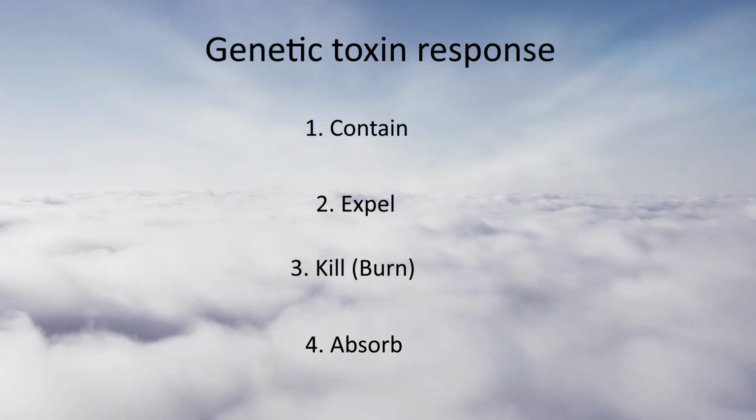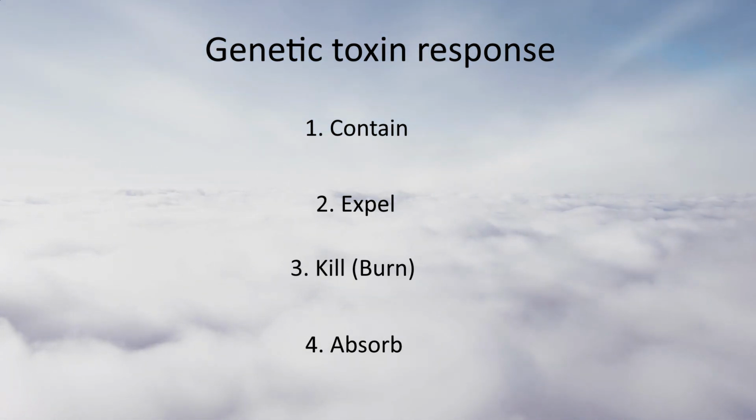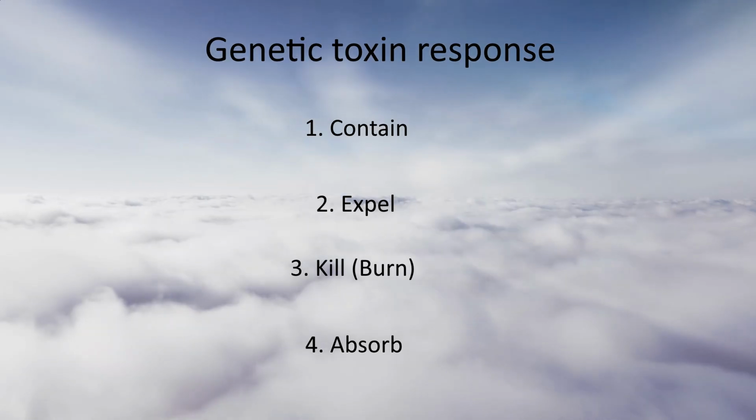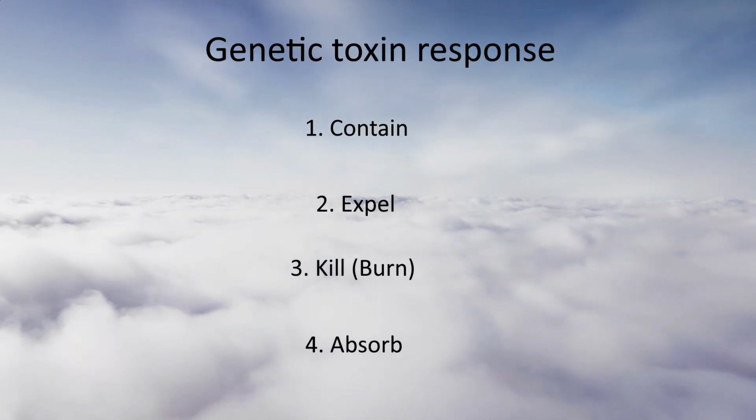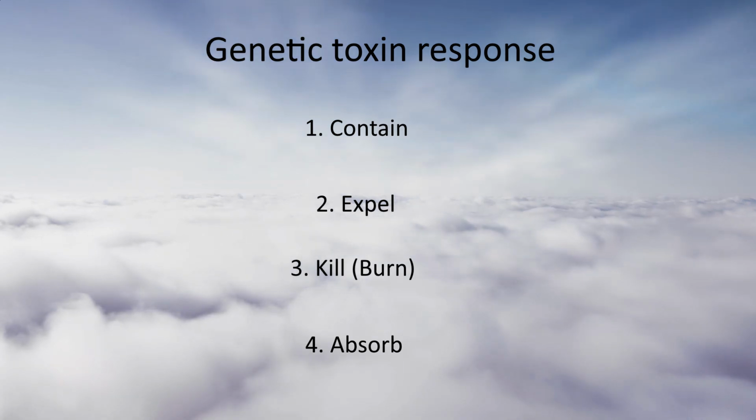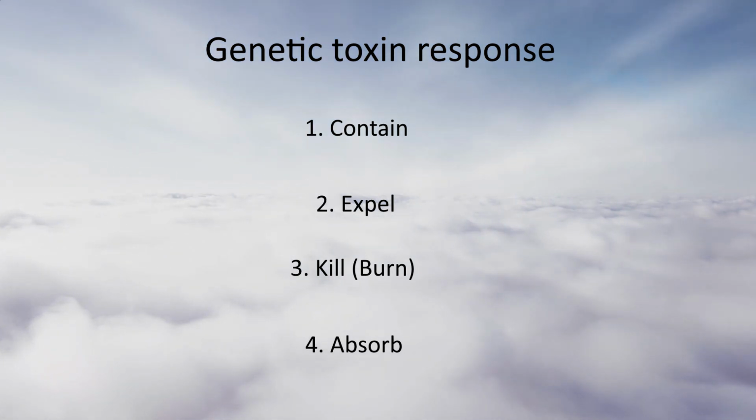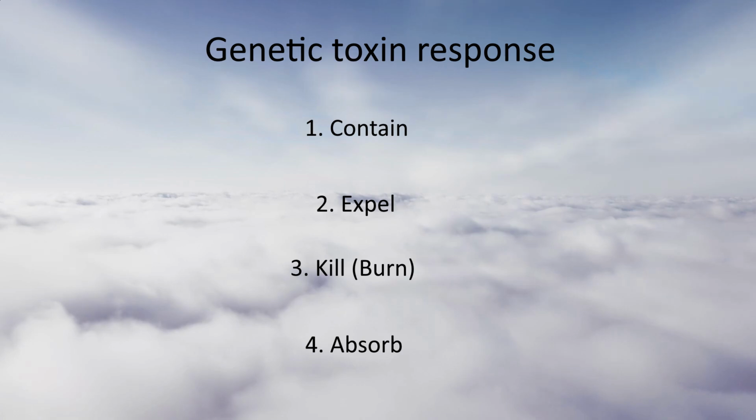The first step is to contain the toxin or toxic group of people. The next step is to expel them if they can't be fully contained. The next step is to kill them. Our body does this through heat or a fever, and sometimes humans do the same thing by burning the bodies or burning people at the stake.